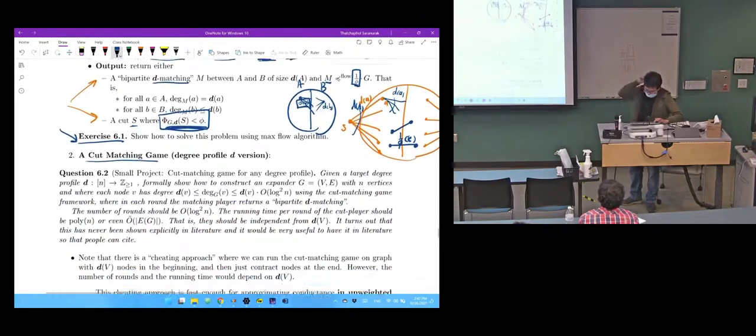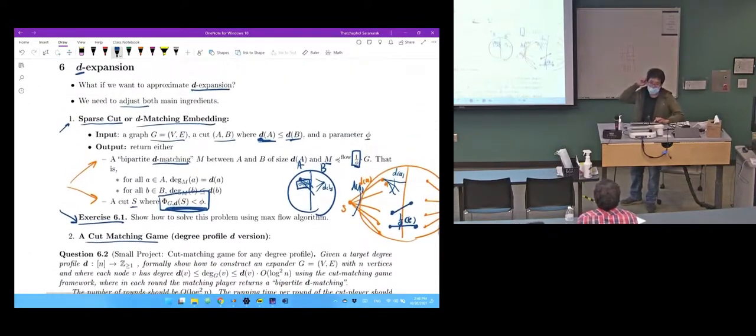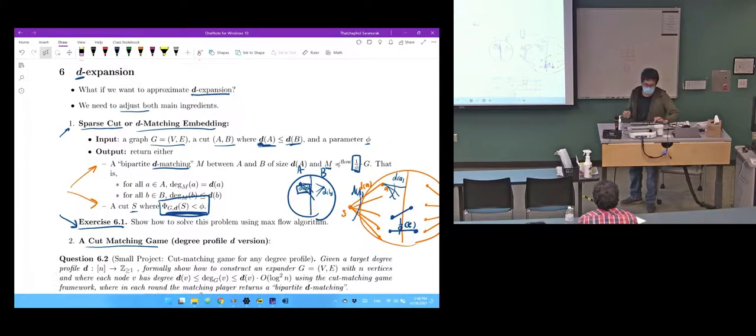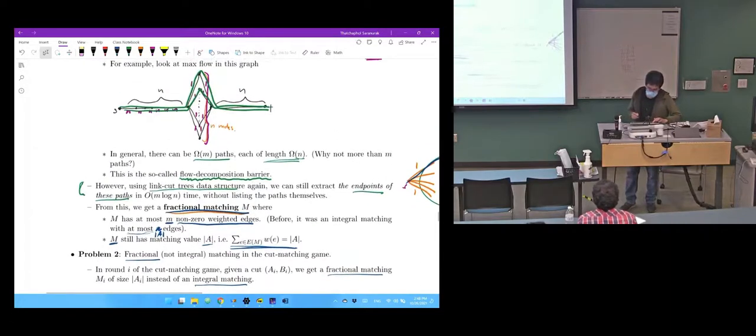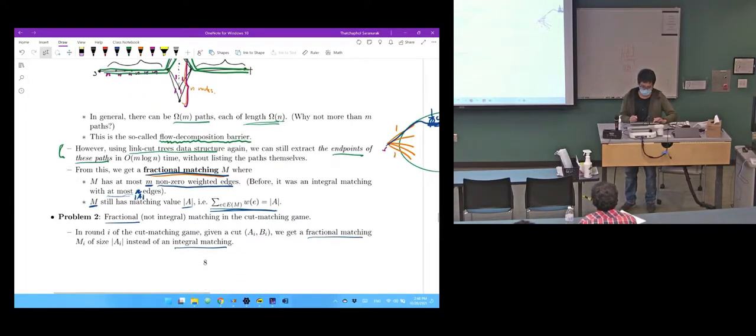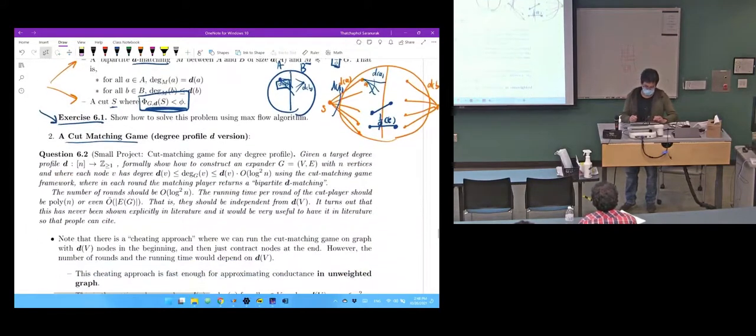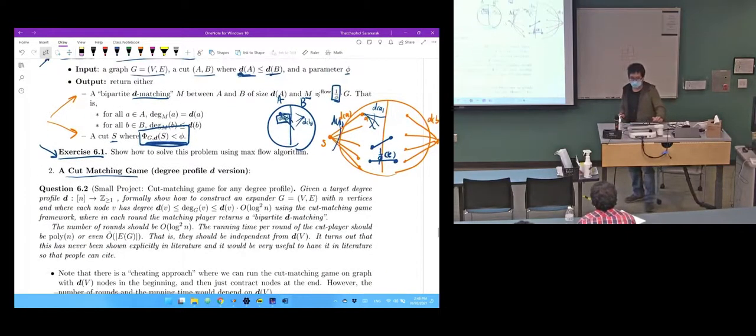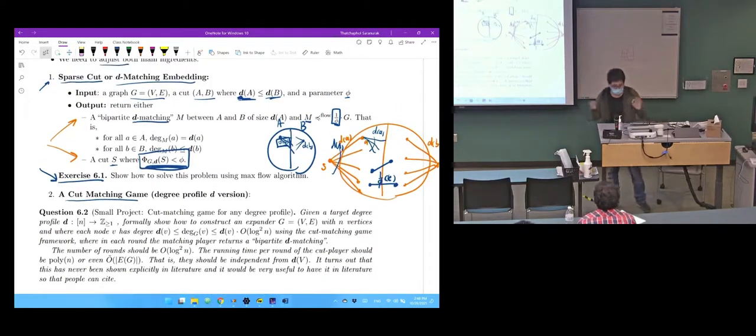Okay. If dA is not integer, how can we do the multiple path decomposition? Well, you just extract the endpoint of the path, using a data structure. Yeah, the number of paths is still going to be at most m plus n, something like that. Yes.